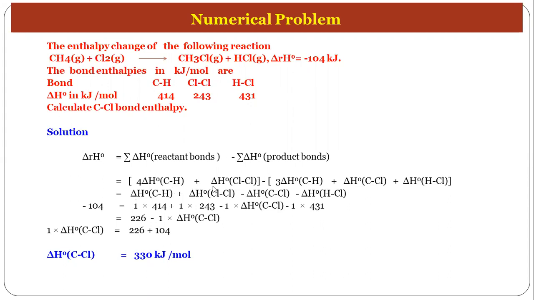Then see, 4 CH minus 3 CH, it will be 1. So it is written here delta H of 1 CH plus delta H naught ClCl, then CCl, and the remaining is HCl. Now put the values, all the values are given: 1 into 414, because the standard bond enthalpy of CH is given as 414, and ClCl is given as 243. This is not given; we have to calculate this value. So as it is written, minus 1 into 431.